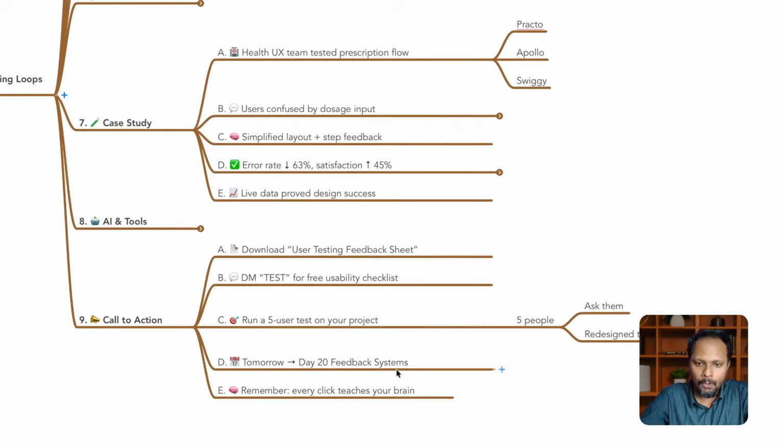Are all of you clear? Tomorrow we will see what exactly is meant by the feedback system, which is a part of the nervous system. And also, more importantly, every click teaches your brain. Everything is feedback for you. It makes you understand that the user is learning and developing cognitive ability. So, if you're not getting feedback, you won't be able to improve the system. As a designer, we have a major responsibility to build up the nervous system for your product design process.